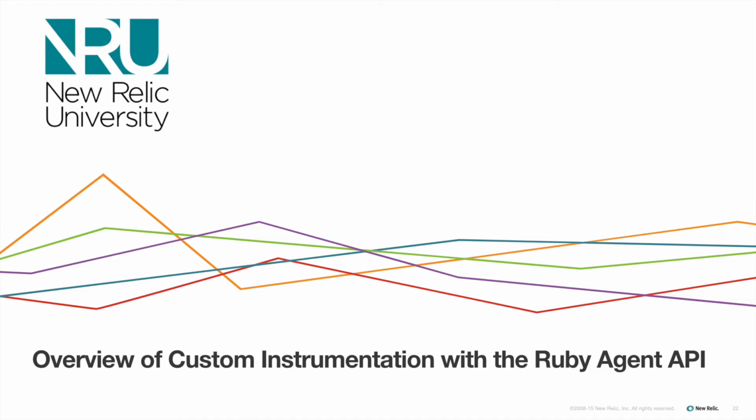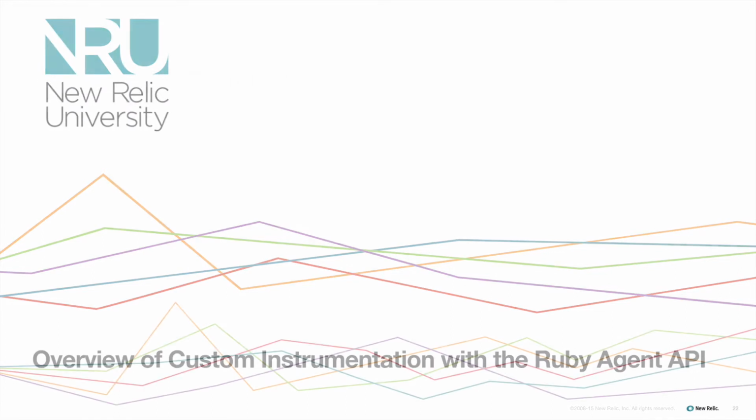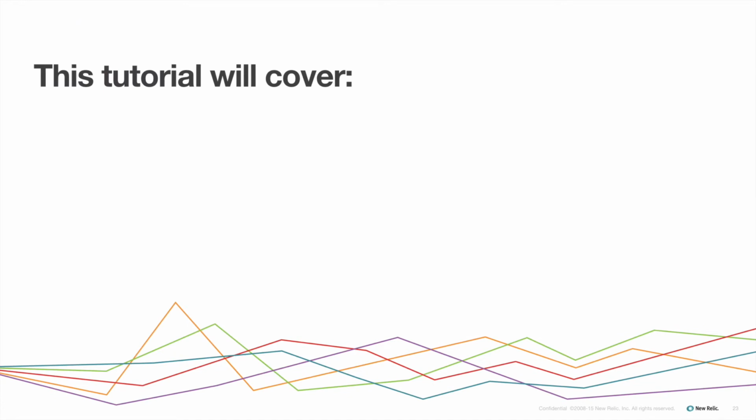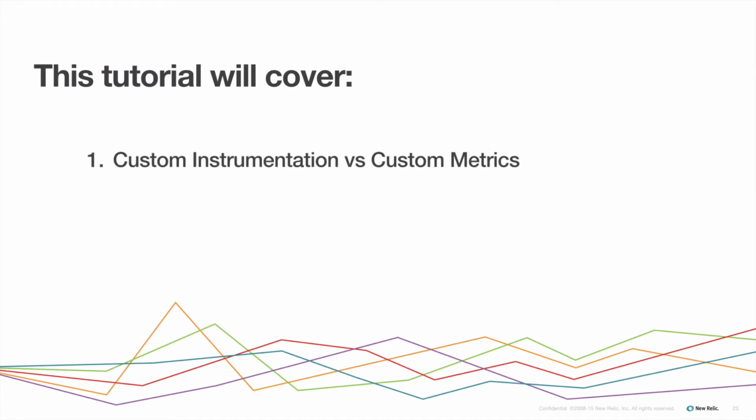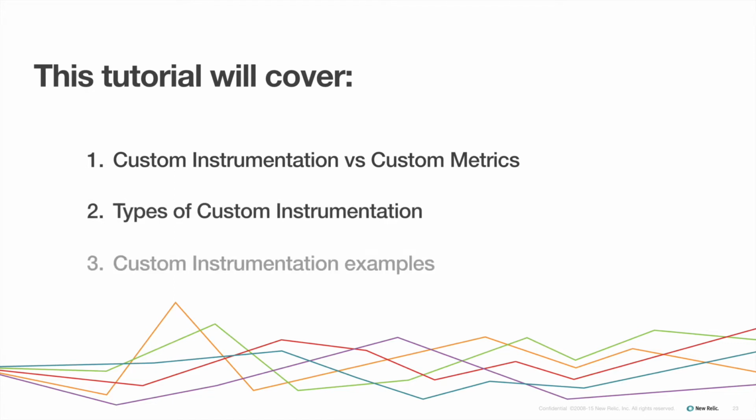While the New Relic Ruby agent automatically collects many metrics, if you see large application code segments in transaction trace details, you can use the APM Agent API to add custom instrumentation to get a more complete picture of what's going on in your application. This tutorial will cover the difference between custom instrumentation and custom metrics, the different types of custom instrumentation you can use, and examples of when each type of custom instrumentation is most useful.